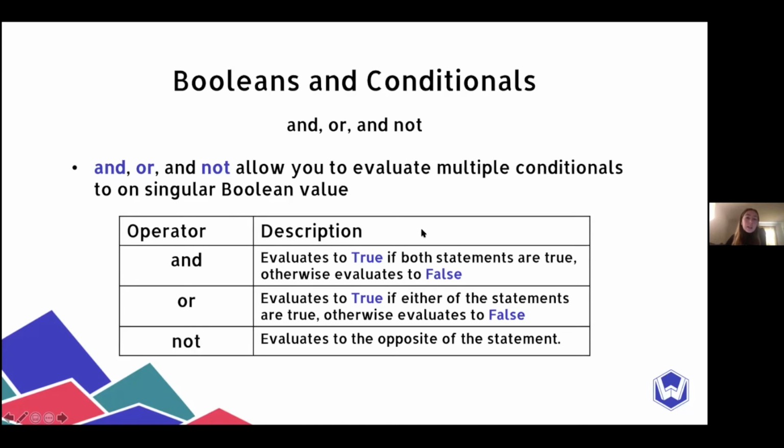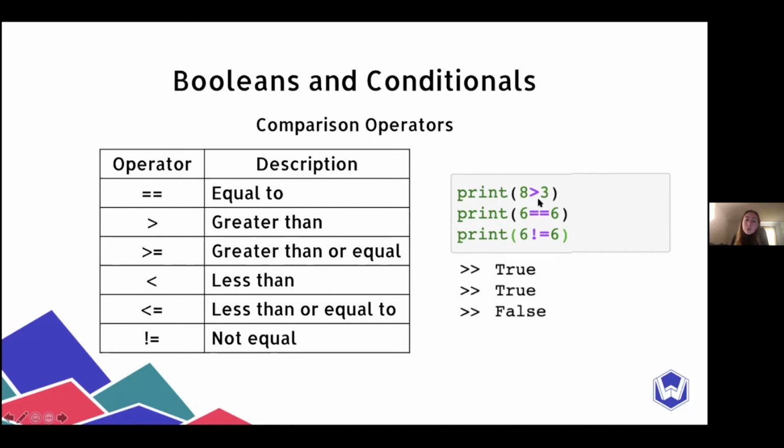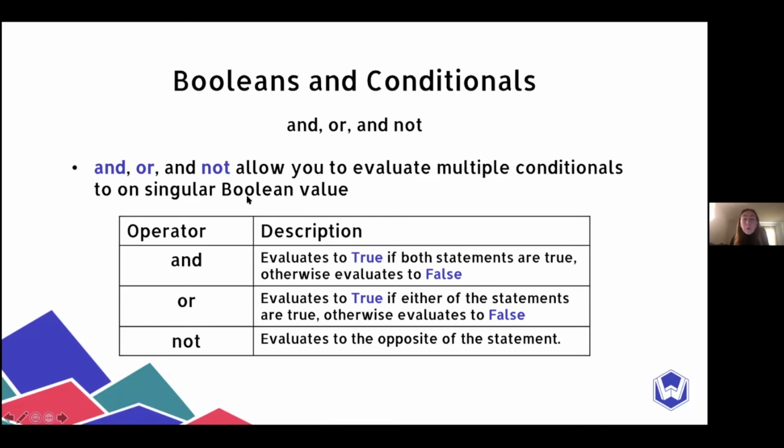And so the next slide is about combining different Boolean evaluations together. So in that last slide, we had an individual number being compared with a different number, and we could actually combine these statements in order to evaluate different Boolean expressions. So the ways that you can do that are with and, or, and not.